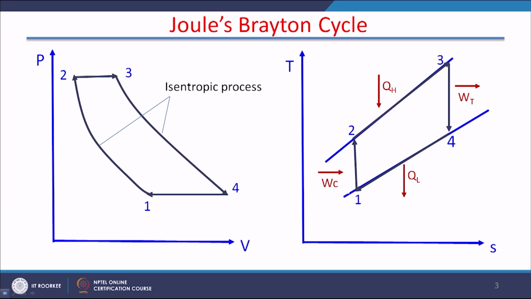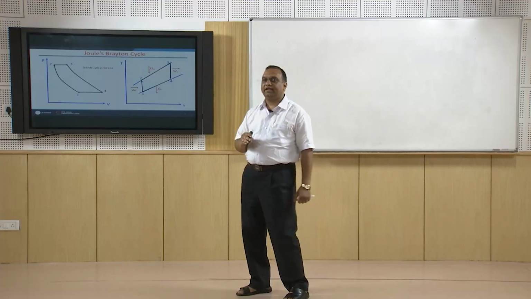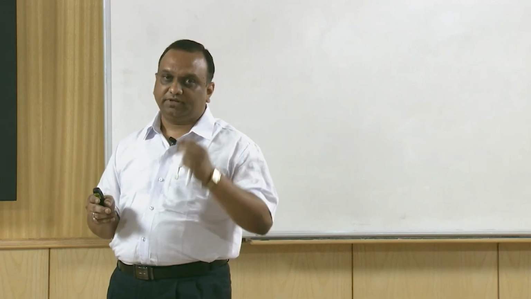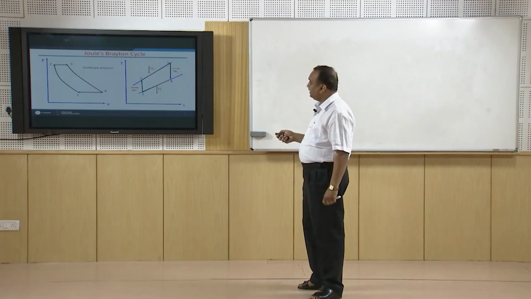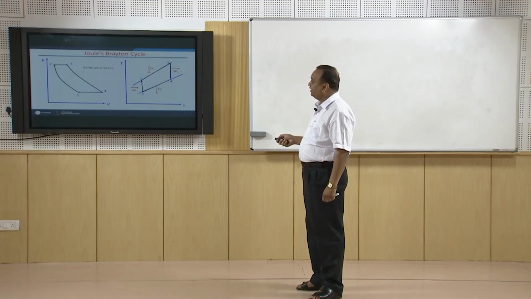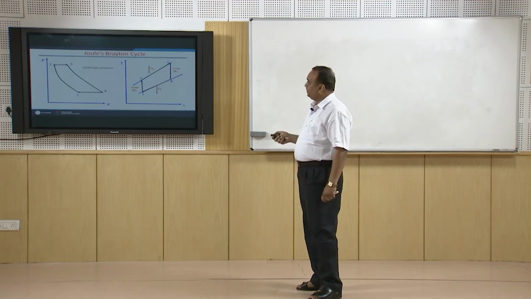Now in this cycle, air is the working fluid, and the air is first compressed from state 1 to state 2 through a compressor. At state 2, constant pressure heat addition takes place. Normally in gas turbines there is a separate combustion chamber where the heat addition takes place, but since it is an air standard cycle, it is assumed that throughout the cycle air is the working fluid.